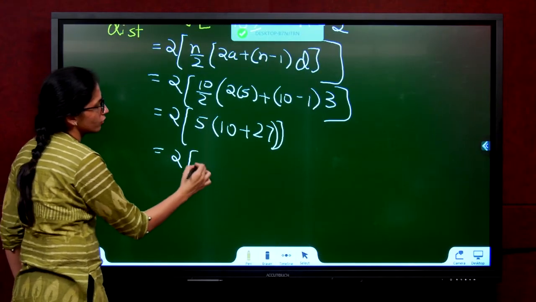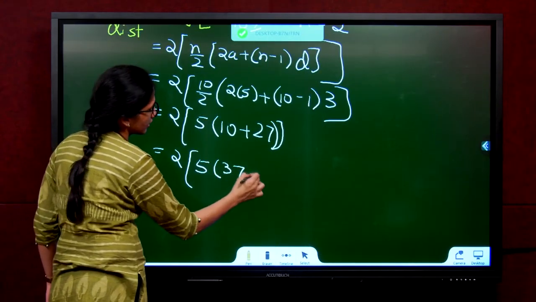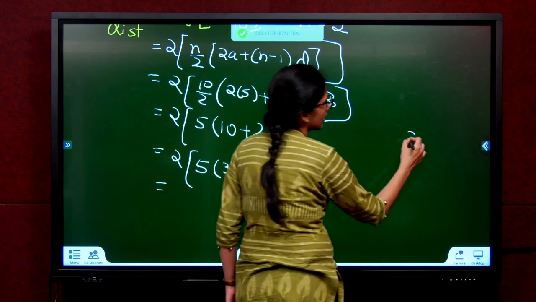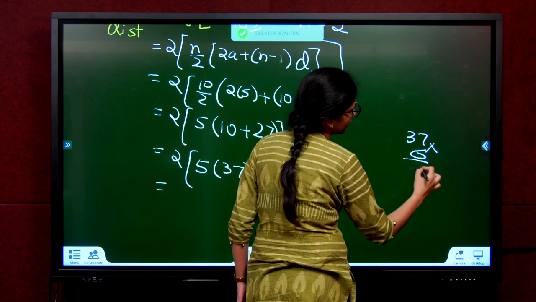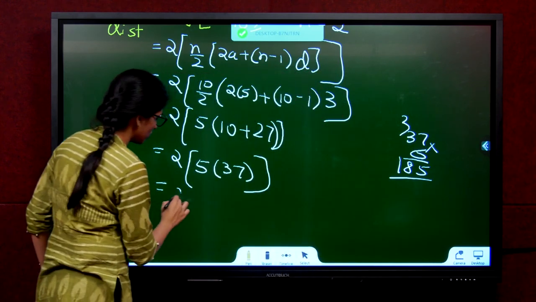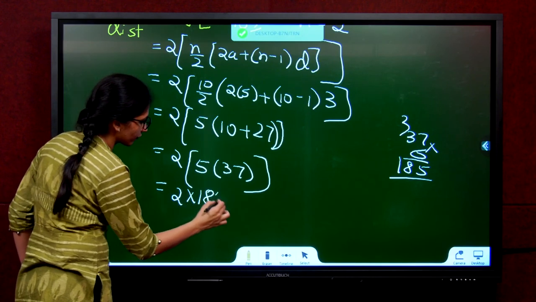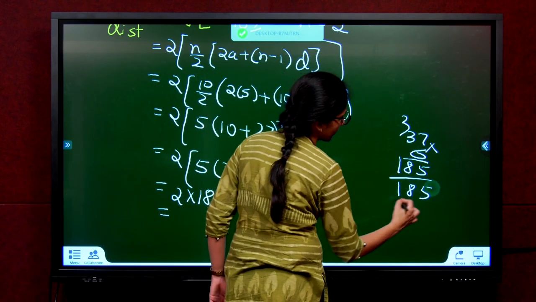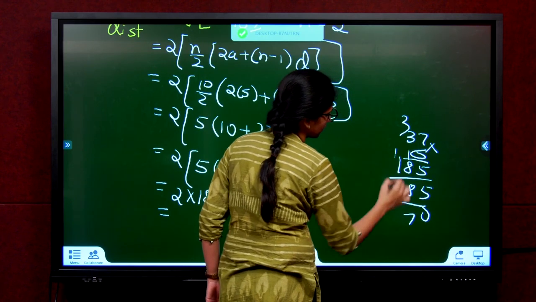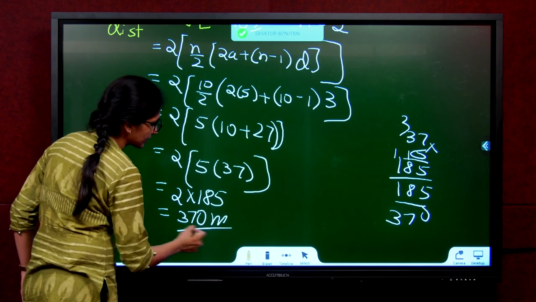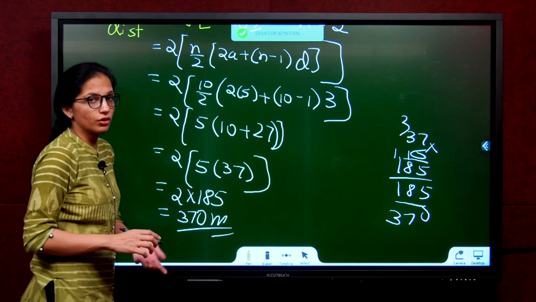2 into 5 into 37. 37 into 5, 185. 2 into 185 is nothing but 185 plus 185, 370. So the participant runs 370 meters in total.